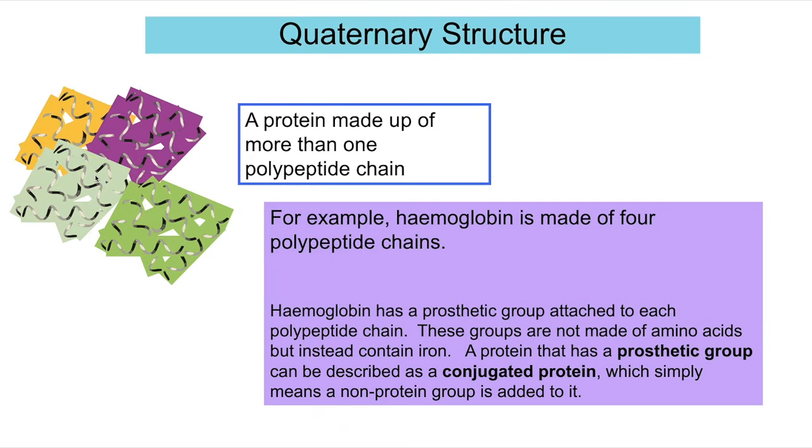So for example, hemoglobin is made up of 4 polypeptide chains. Each chain has a prosthetic group attached, which means a non-protein group attached to the polypeptide chain. And that prosthetic group contains iron. So the group is called a heme group and it contains iron.